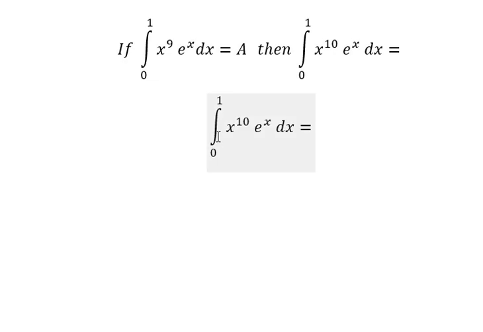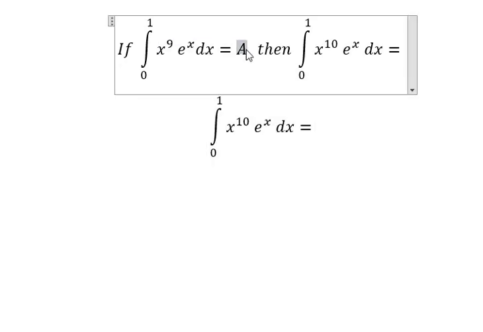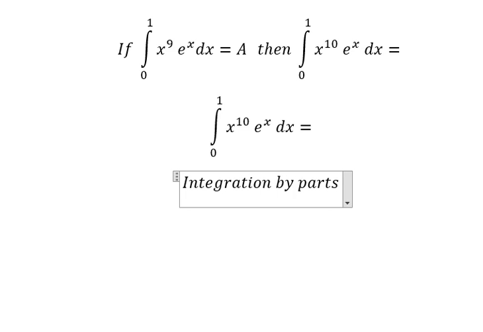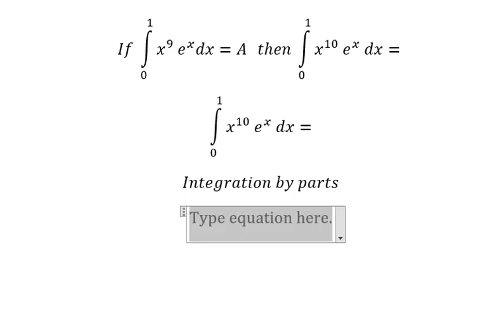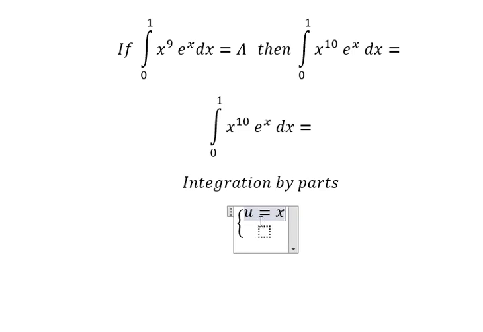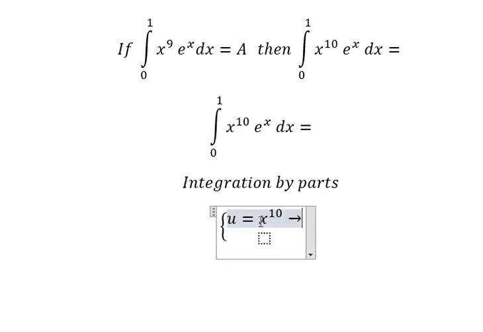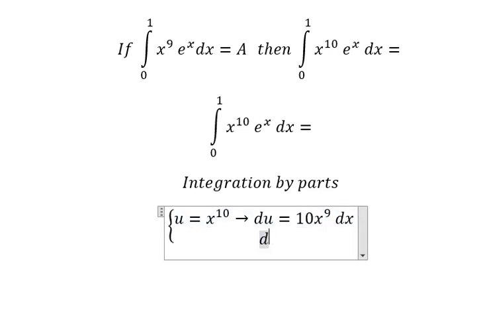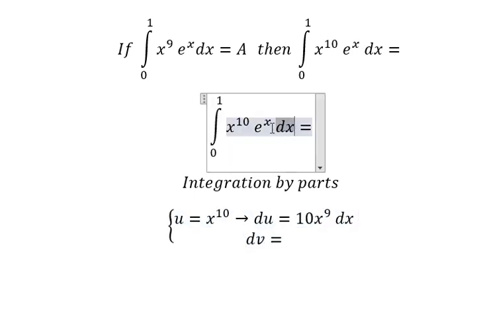Because we need to find the value of this one based on the terms of 8, we need to use integration by parts. So I will put u equals s to the power of 10. Then we first need to take the derivative of both sides, and we have 10s to the power of 9 ds. dv is this one.